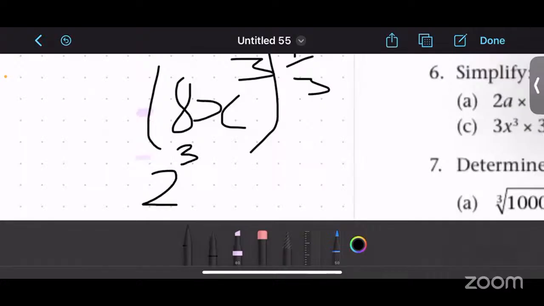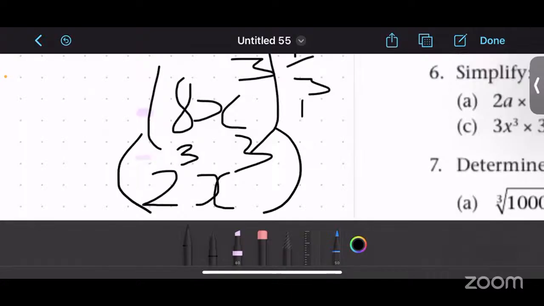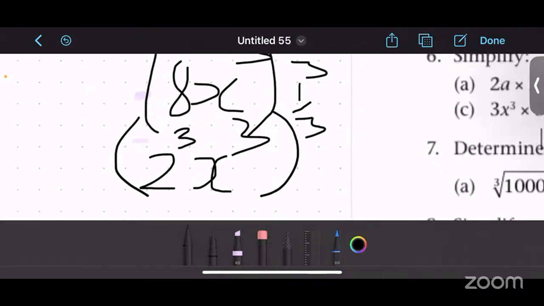So you have 2 to the power of 3 and x to the power of 3, everything to the power of 1 over 3. Now remember, we said this power over here is going to multiply each and every power inside the bracket, given that there is no plus or minus in between, right? Yes, given that there is no plus or minus in between.